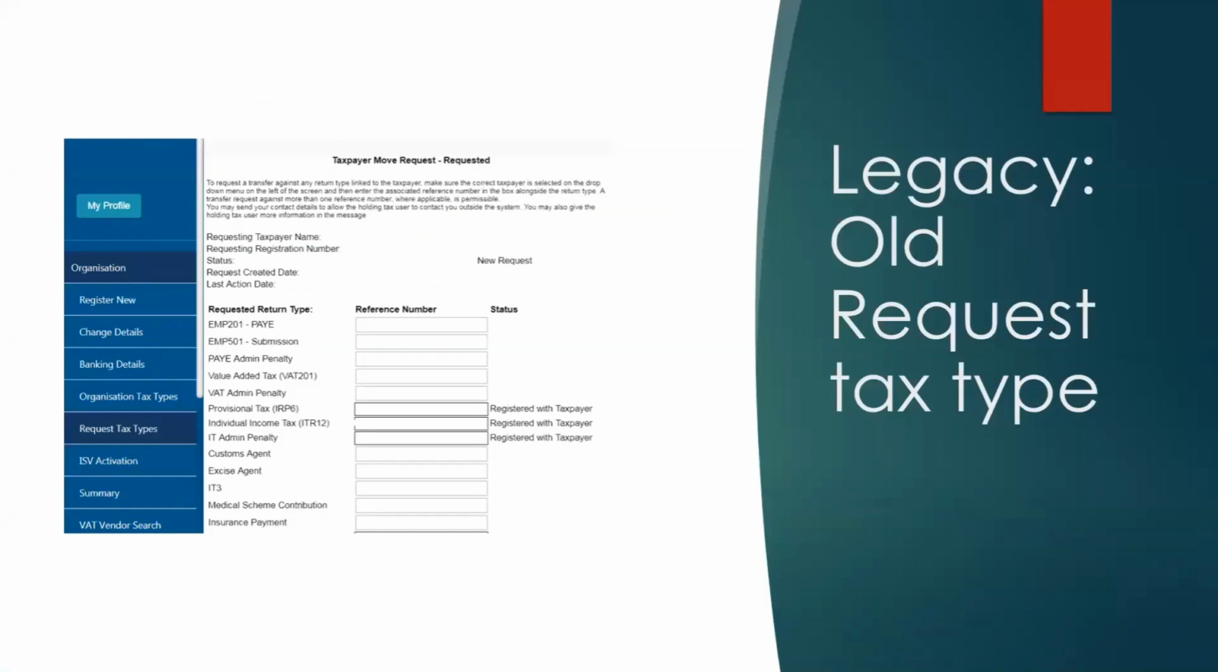In the legacy system, the old tax type requests were as such. You would go to request tax types, indicate which tax types you wanted by inputting the number, put a little message if you wanted to, and then request that over. The release would then happen by the person who held the profile, and if not, you'd get the override code. So that was the old way.